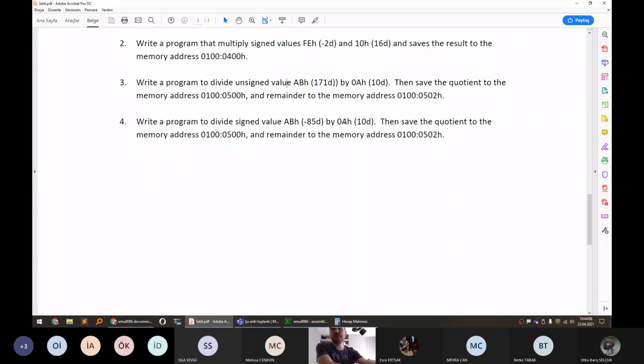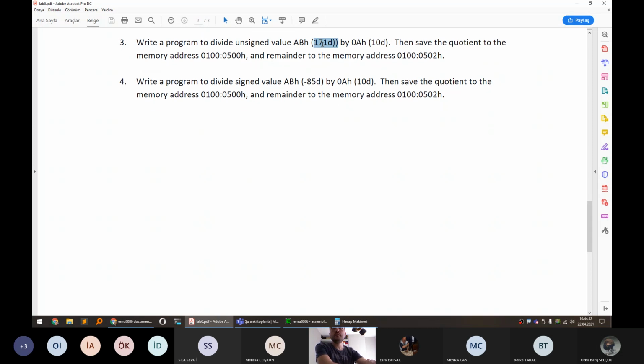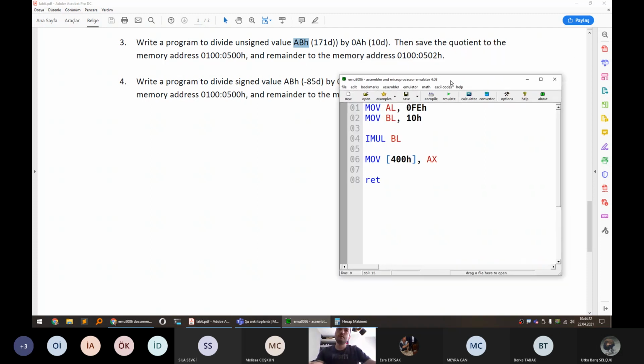Third question, this is a division question. We are going to divide 171 by 10. The result will be 17, remainder will be 1. Okay, the hexadecimal version of this number is AB. Hexadecimal version of 10 is A. We already know that. So AB is a 16-bit number. Sorry, we are making a division. That's why I'm going to use AX or DX:AX. This is a small number, that's why I'm going to use AX.